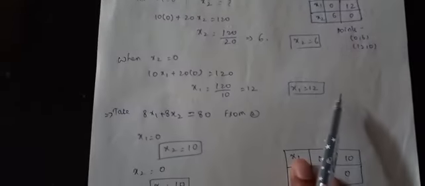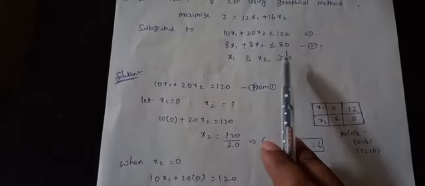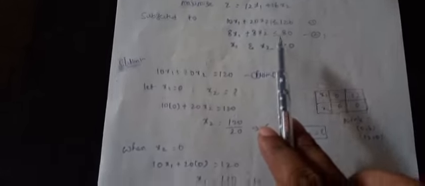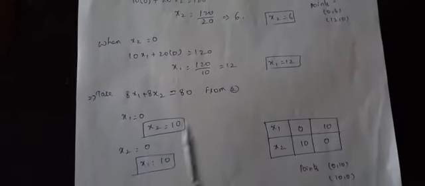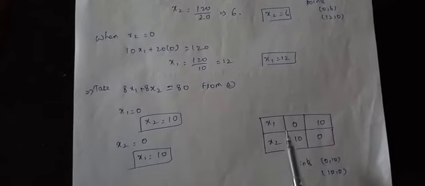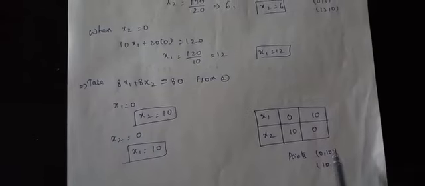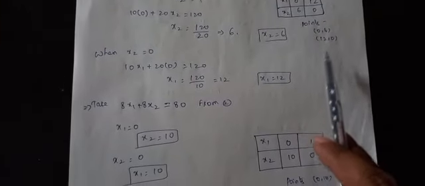So the next constraint is 8x1 plus 20x2 less than or equal to 80. Make that inequality an equality. Again put x1 equal to 0 and x2 equal to 0. In this table, when x1 is 0, we get x2 equal to 10. When x2 equal to 0, x1 equal to 10. So these are the points. Based upon these points we have to plot a graph.